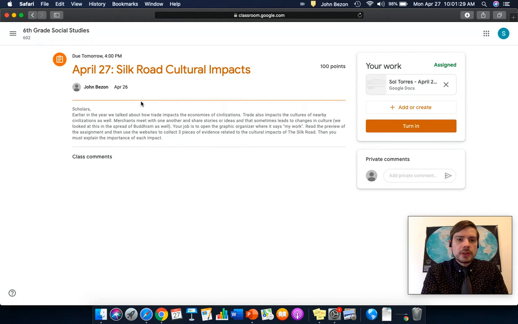It says, scholars, earlier in this year we talked about how trade impacts the economies of civilizations. Trade also impacts the cultures of nearby civilizations as well. Merchants meet with one another and share stories or ideas that sometimes lead to changes in cultures. We looked at this in the spread of Buddhism. When merchants met with one another, they spread the ideas of Buddhism, and then Buddhism spread to other parts of the world.